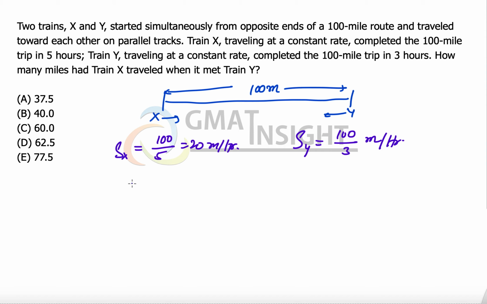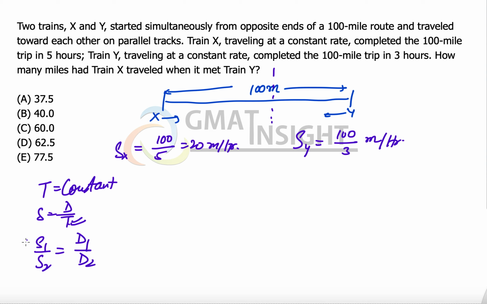Now, there is a principle that we can use here: when the time is constant. Why are we taking time as constant? That's because if the two trains are meeting at some place, then both trains have traveled for the same amount of time, because they started at the same time and they reached the meeting point also at the same time. So we know that speed is equal to distance over time, and when the time is constant, then the ratio of the speeds is always equal to the ratio of their distances.